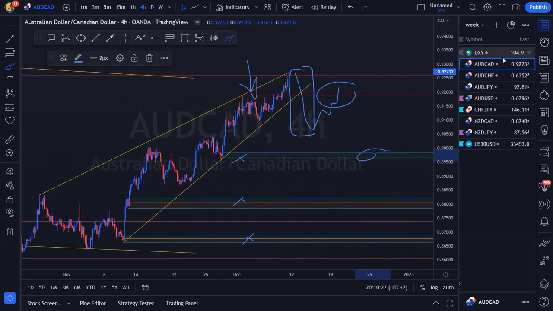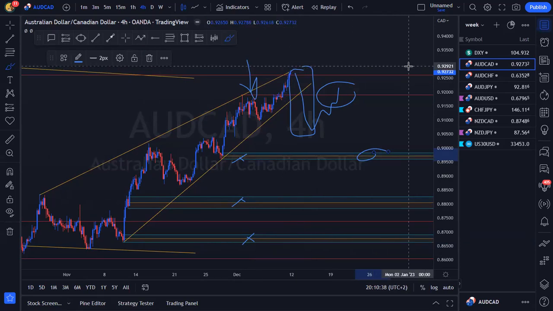So otherwise, on Aussie CAD for next week, I am more bearish than I am bullish. Obviously, you guys can see where we're bullish from, but look at the overall structure. Where are we? Can we be bullish right now? Can we be buyers where we are right now? It makes no sense. We're at resistance.